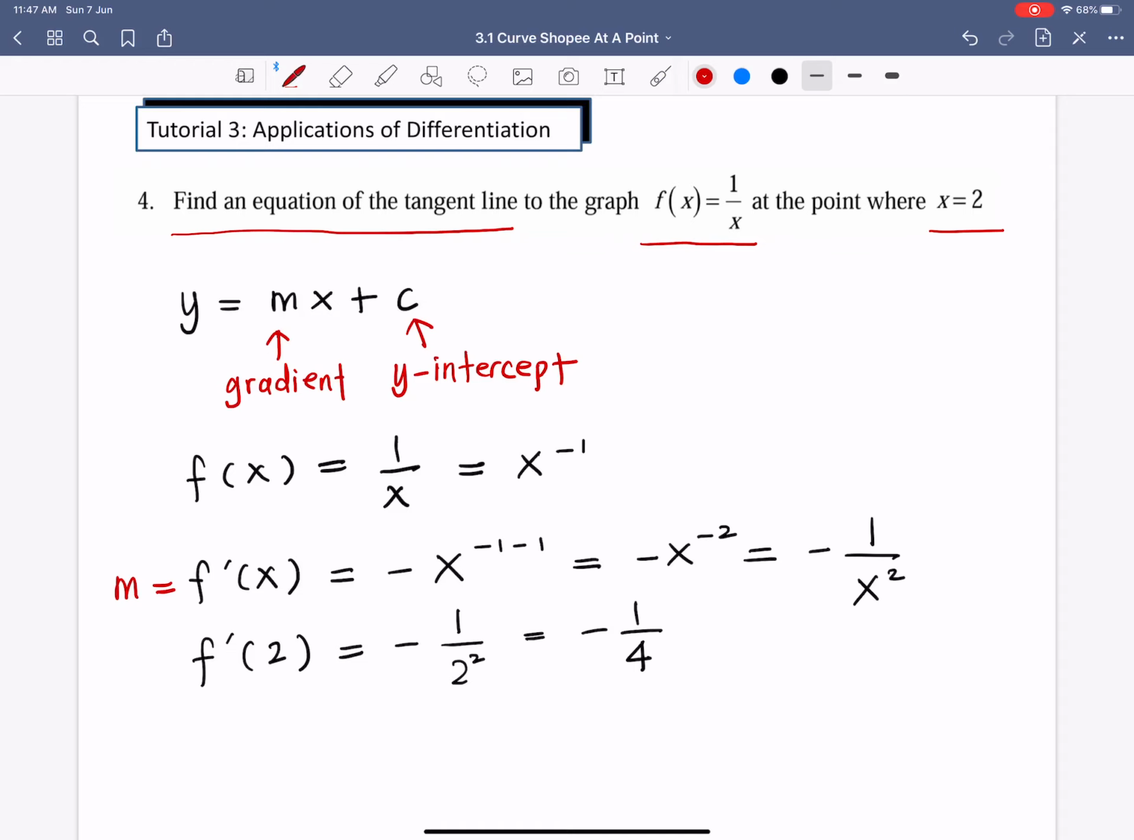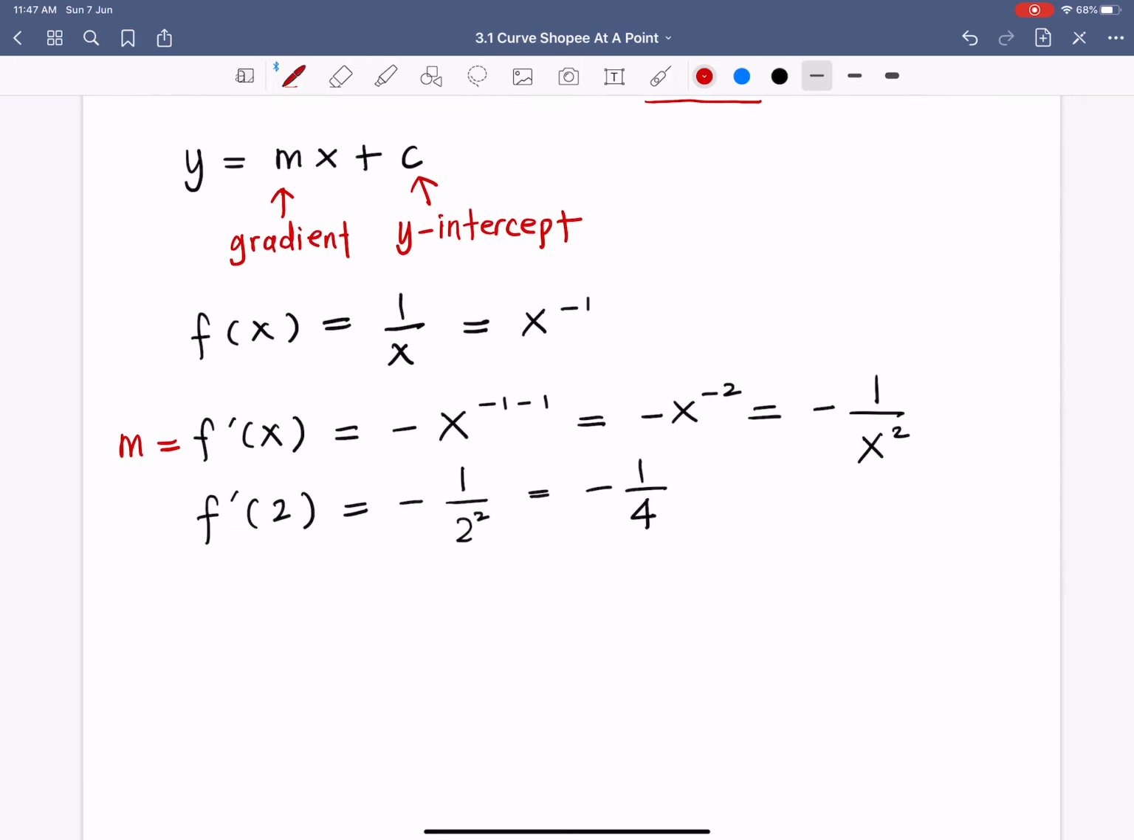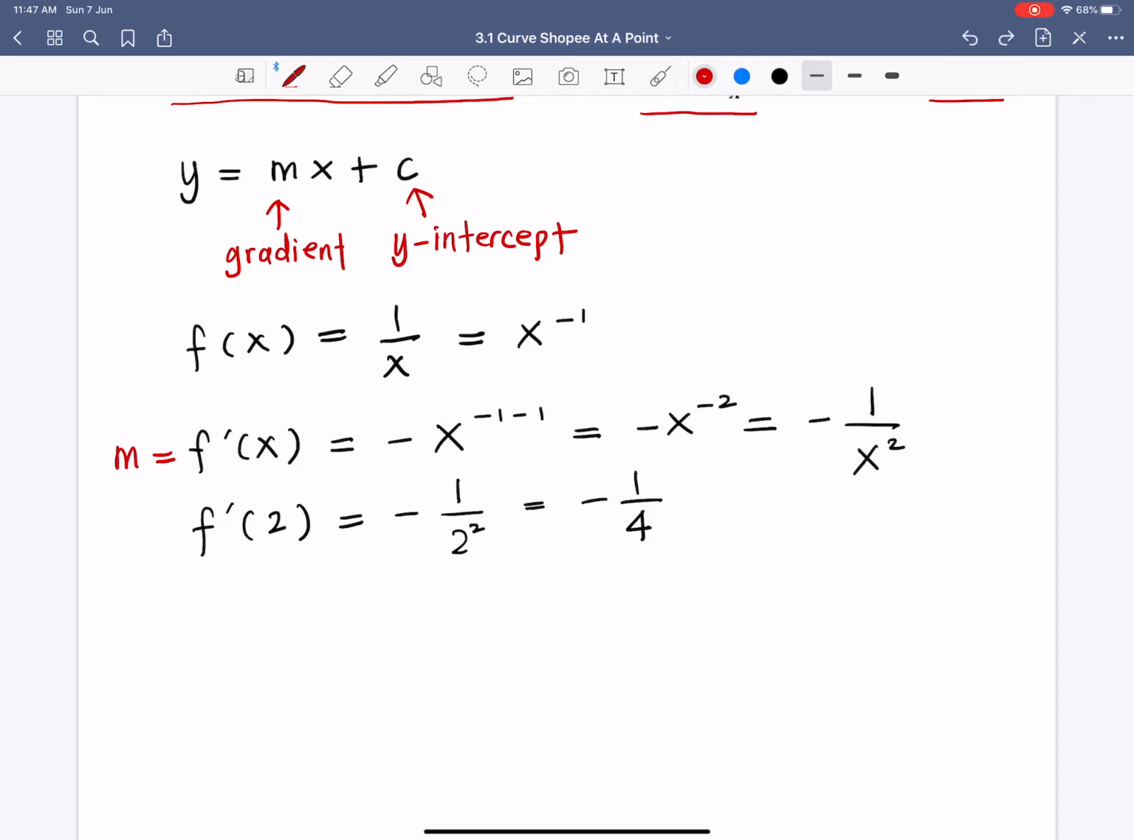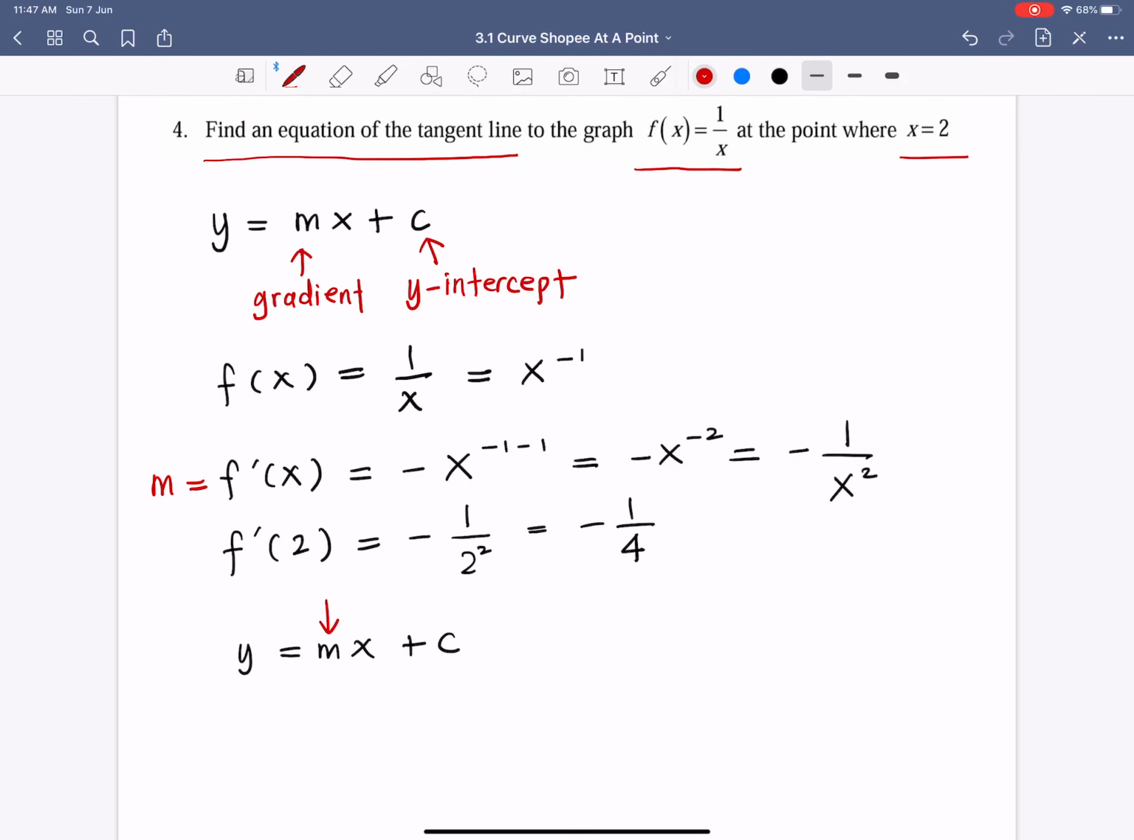Then we need to find, okay, from y equals mx plus c, we already have the value of m, where m is negative 1 over 4. We also have the value of x, where x equals 2. But we don't yet have the value of c and also y. In this case, we can find the value of y when x equals 2.